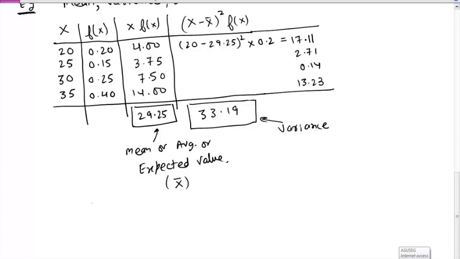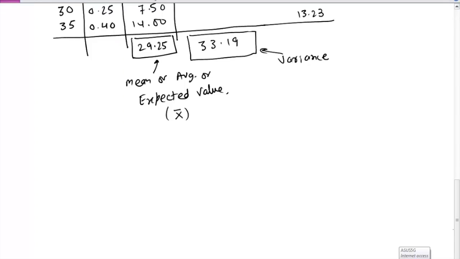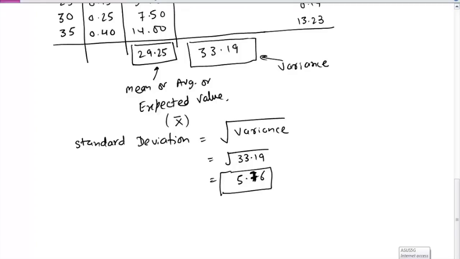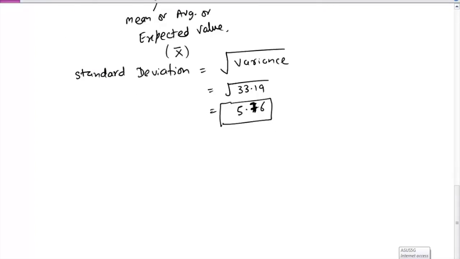And then we can calculate standard deviation by taking the square root, which is the square root of 33.19, and this should give you 5.76. So this way we can calculate mean and standard deviation in a slightly different way for discrete data when we are given the probability distribution table.